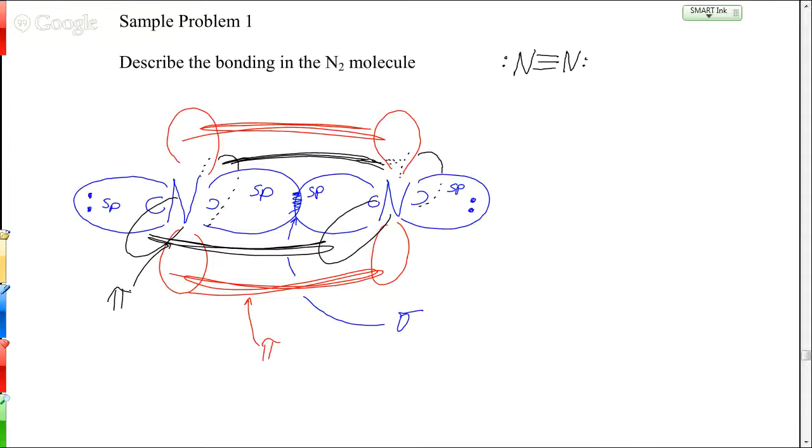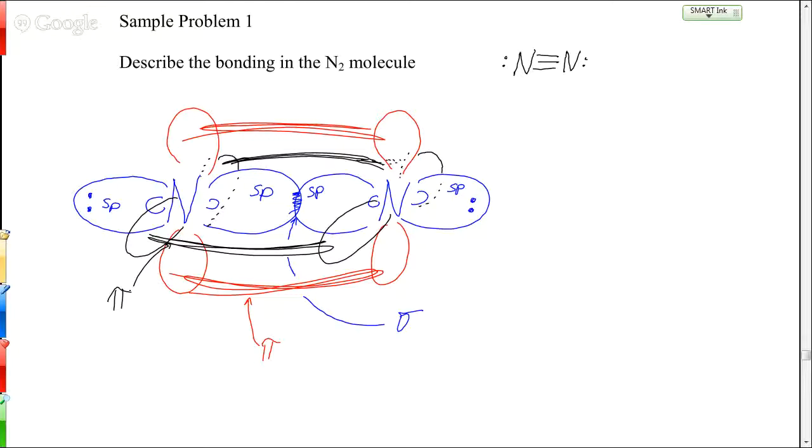One comes from the interaction of the 2 hybrid orbitals. The other 2 come from the unhybridized p orbitals combining together. And that's about as complicated as it gets with this hybridization model.